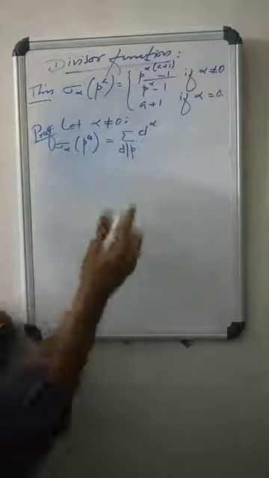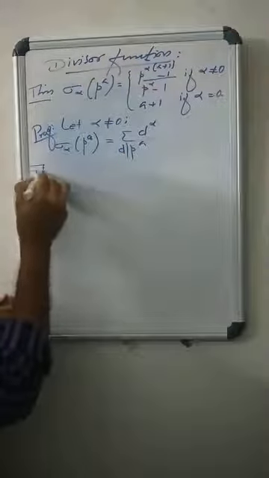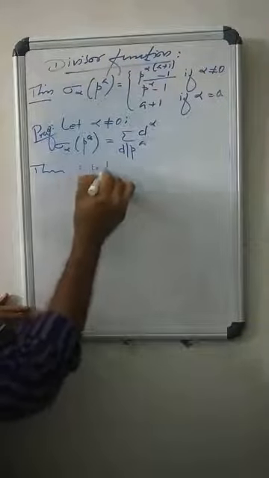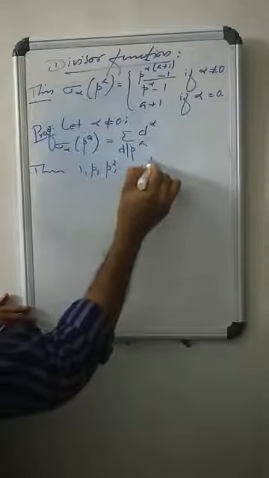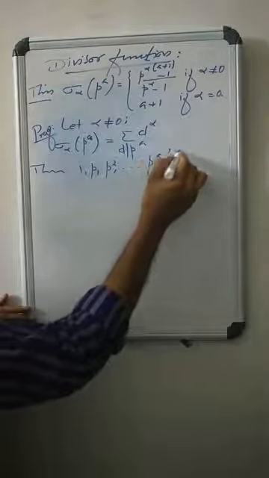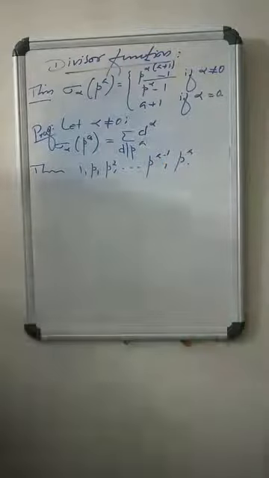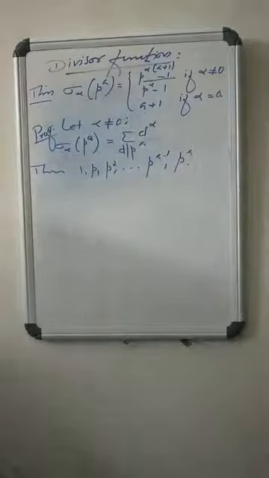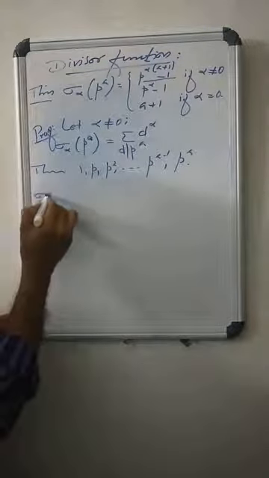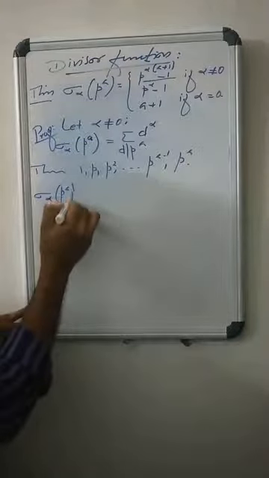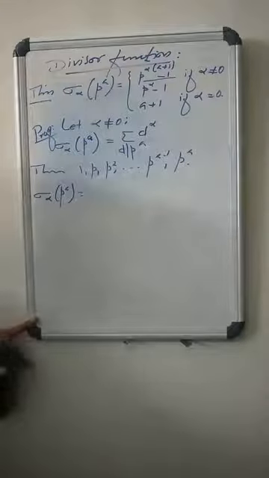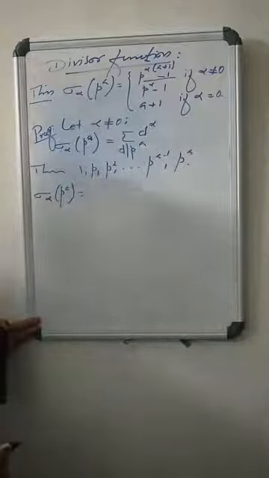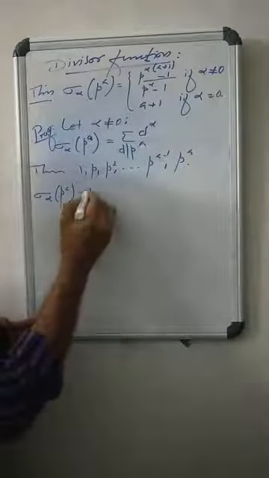The divisors of p power a are 1, p, p square, etc., p power a minus 1, p power a. These are the divisors of p power a. So what about sigma alpha of p power a? The sum over d dividing p power a of d power alpha.